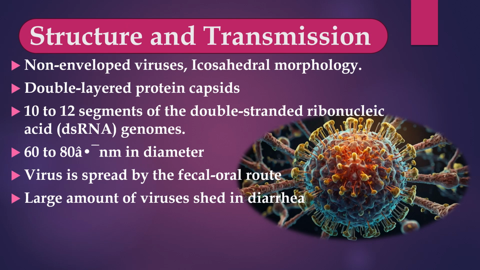Structure and transmission. The rotaviruses are non-enveloped viruses with an icosahedral morphology and a double-layered protein capsid. The capsid covers the 10 to 12 segments of the double-stranded RNA, and the size of the virus is around 60 to 80 nanometers in diameter. The virus majorly spreads by the fecal-oral route, that is, contamination of food and water. Large amounts of viruses are shed in the infected person's fecal material through diarrhea.